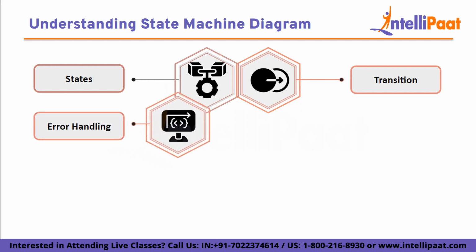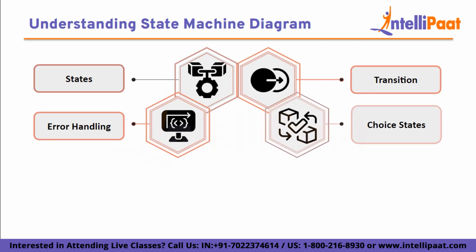Next, we have error handling. State machine diagrams also illustrate how errors or exceptions can be handled within a workflow. You can specify what should happen if a state encounters an error, whether it should retry, go to a specific error handling state, or terminate the workflow.